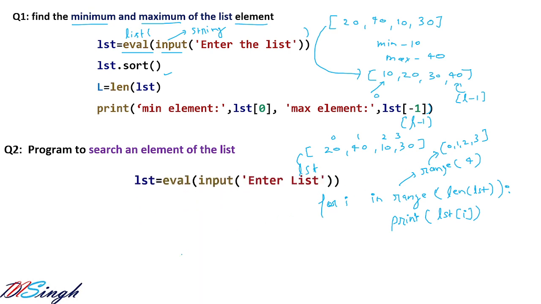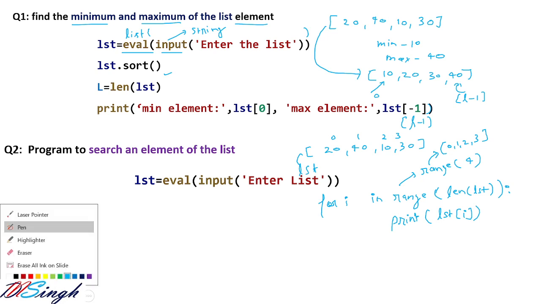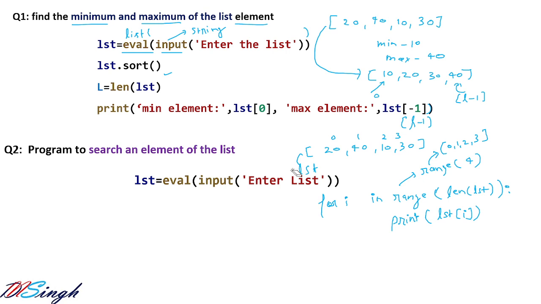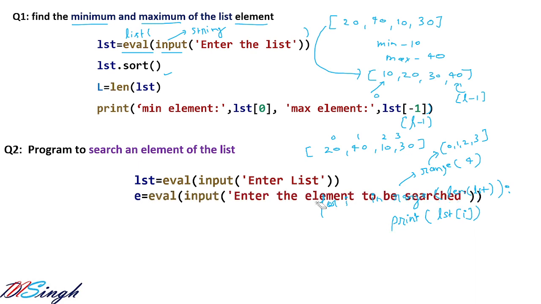We are going to read the list from the user, and the eval function is used to convert that input to the list type. Okay, fine. I am going to erase this content. Next line is what? We are going to read the element to be searched. So that is also as per the eval, because we don't know what type the user is going to enter. So for that purpose, the eval function is very helpful in that scenario.